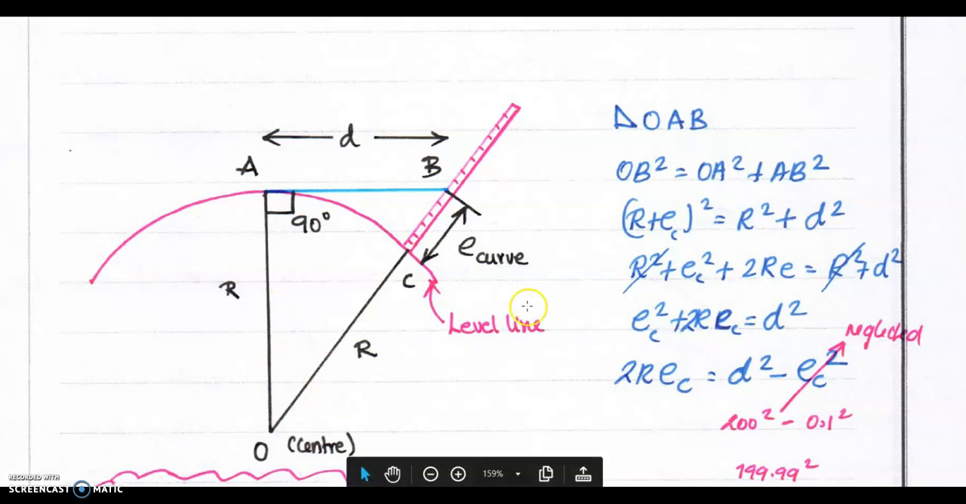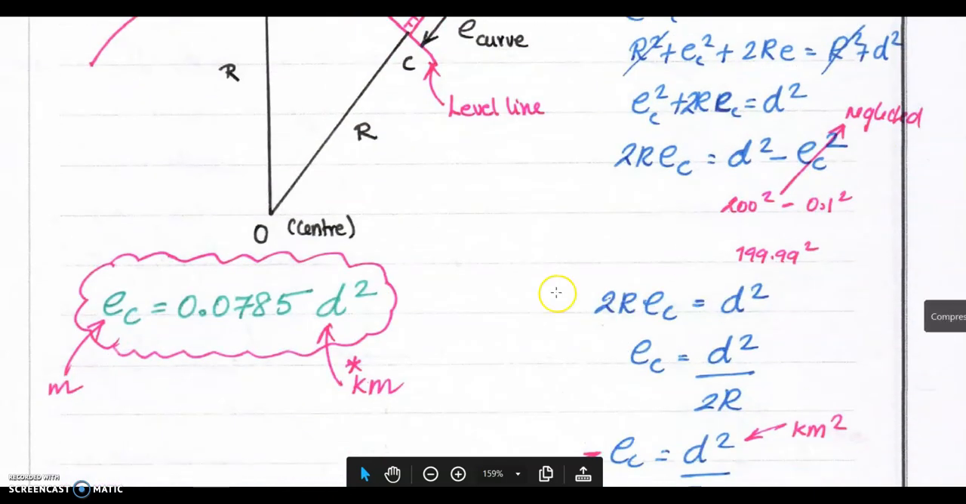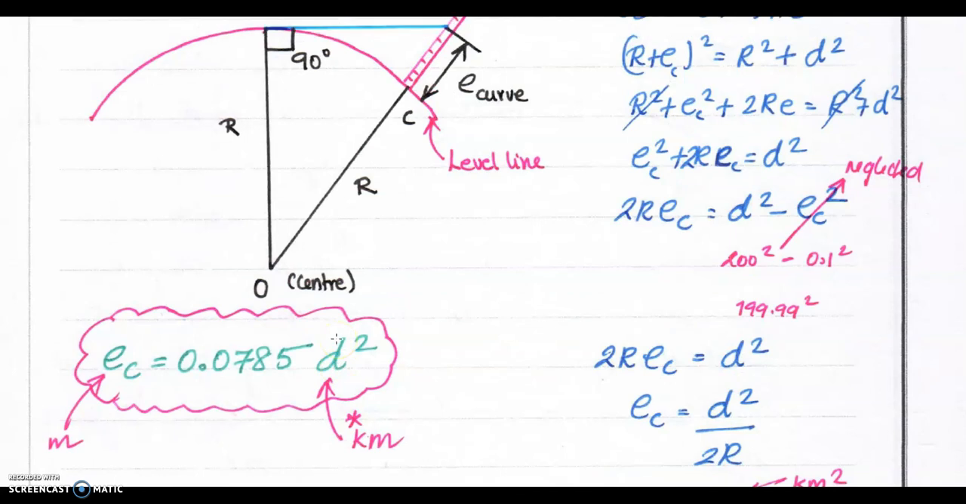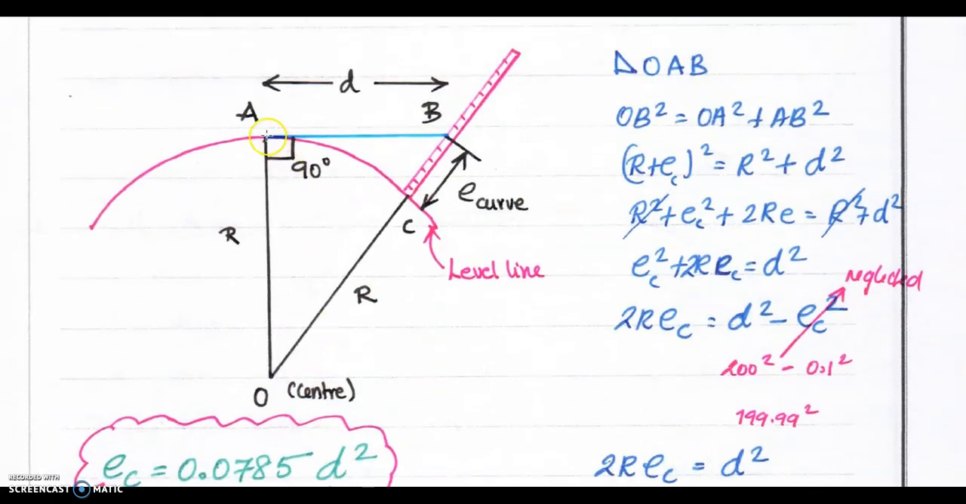Consider this basic mathematics. By using this relation, you can get the value EC. The error due to curvature in meters is equal to 0.0785 d square, where D must be in kilometers. D is nothing but the distance between the observer or instrument and the leveling staff. So D is the horizontal distance between the instrument and the staff.